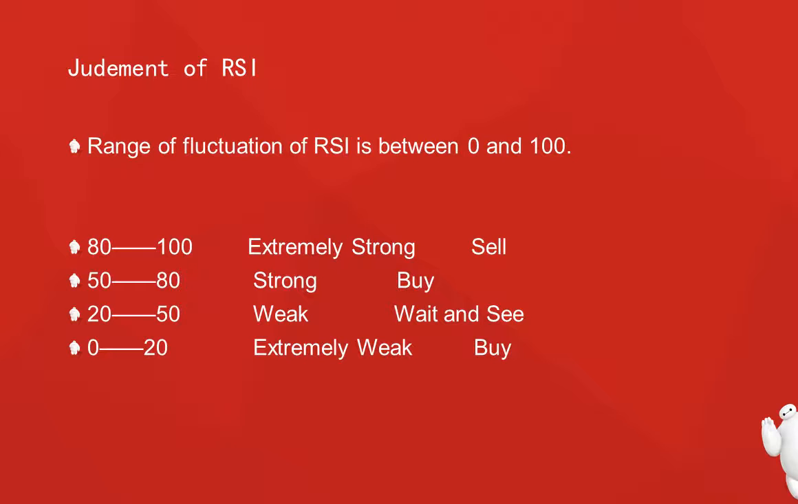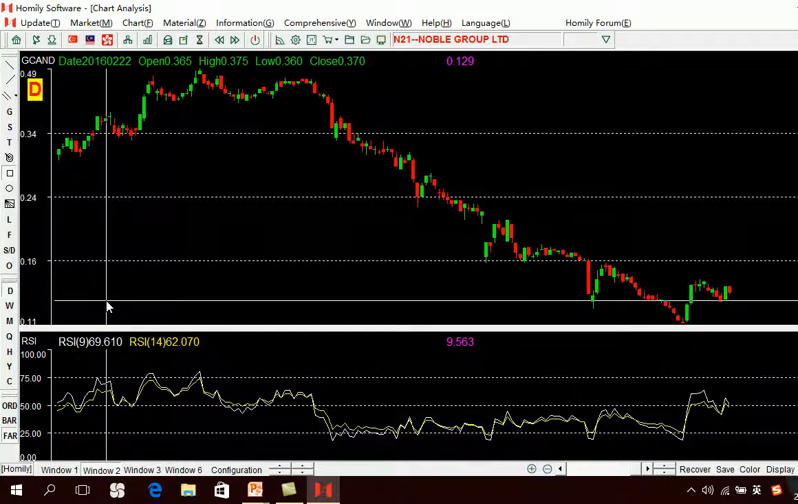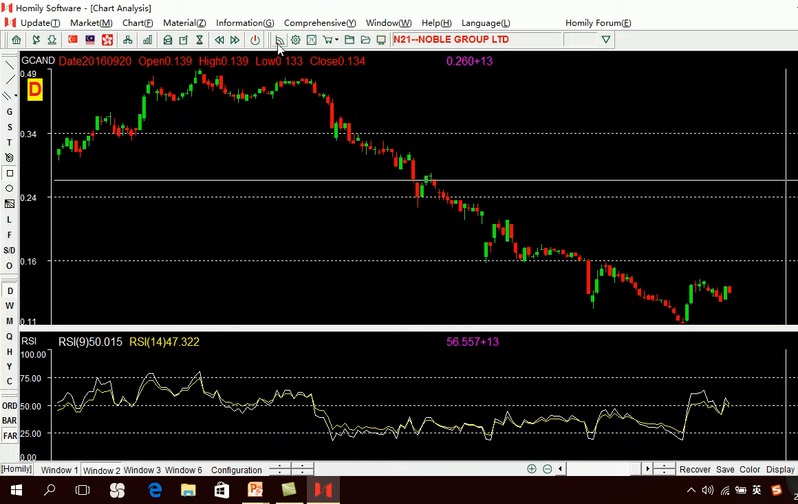So this is the RSI indicator. Because if we know this parameter value, we can set the buy low, sell high signal, okay? So how to set? Nine is for short term. 14, you can use 9, okay? The 9 parameter is better. Okay, then we can click signal.